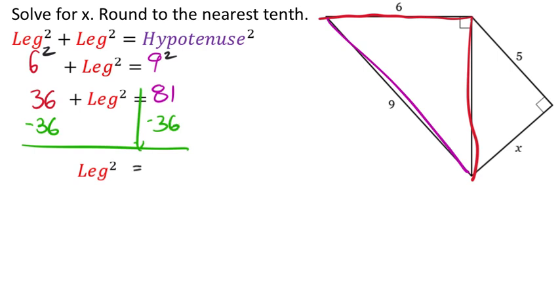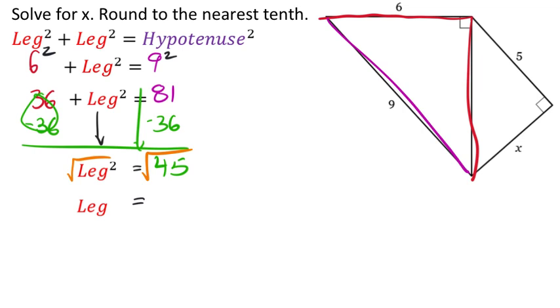All right, so this is what happens. The 36 zeroes out. That's part of the plan. We've zeroed out the leg squared. 81 minus 36, when I did this in the calculator, gave me 45. Now that's the leg squared. If I wanted just the leg, I would have to square root both sides, like this.